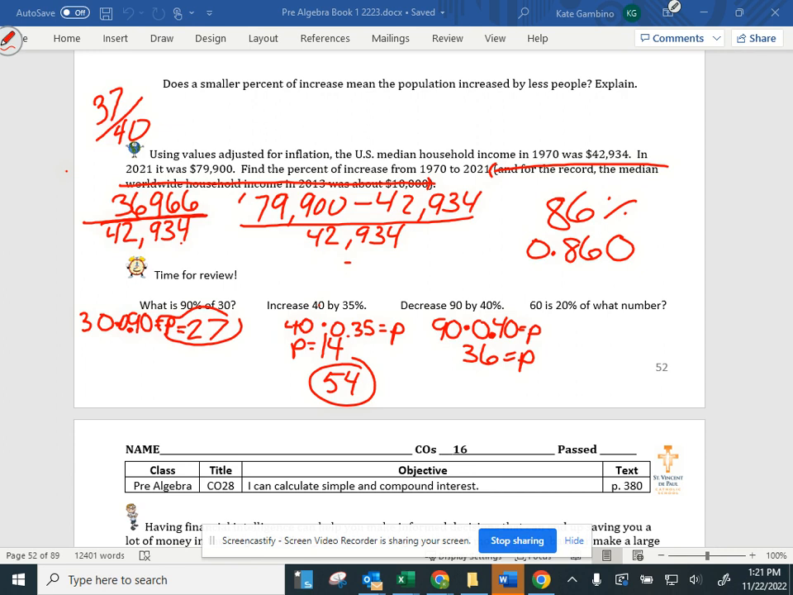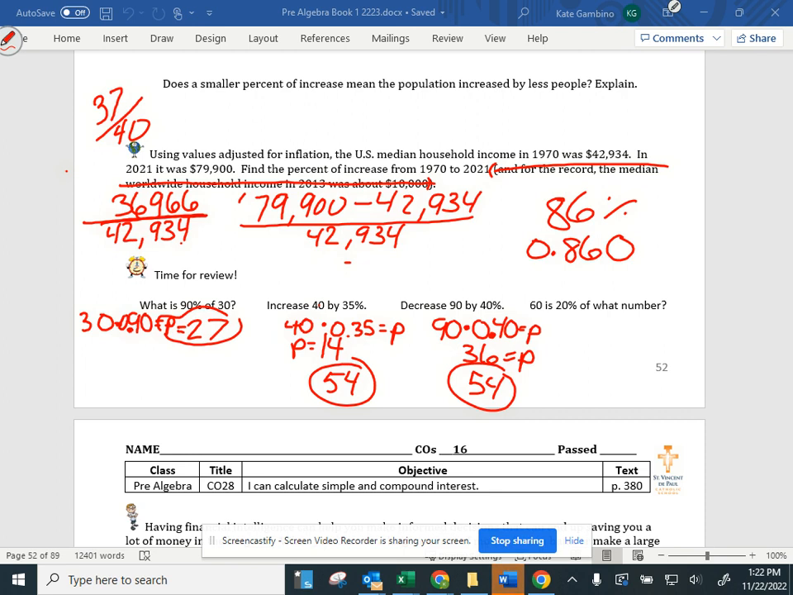Okay, so just wait till I'm done here and then you guys can pick up what you need to pick up. So if we got 36 as our part, what is the answer to my question? Decrease 90 by 40%. 54, but you have to go 90 minus 36. We had to decrease 90 by the part of 36. So 90 minus 36 gives us the 54.